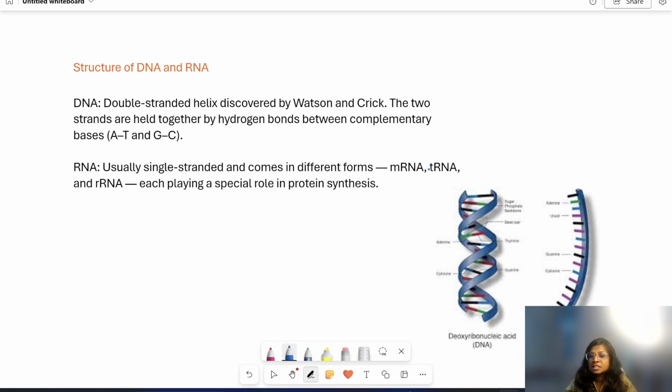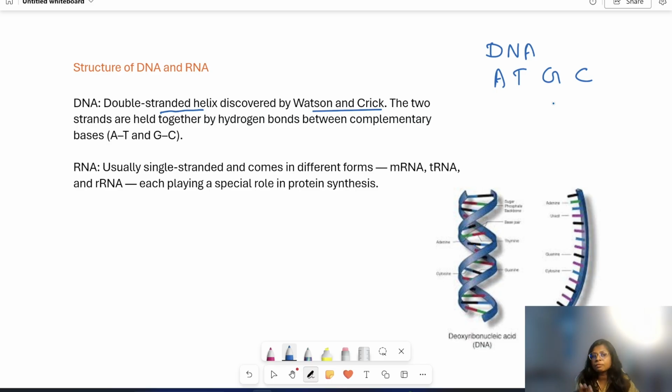This is a diagram of DNA. DNA is a double-stranded helix. It was discovered by Watson and Crick. So normally in science we call it the Watson and Crick model. The two strands are held together by hydrogen bonds between complementary bases. As I told you earlier, DNA has 4 nitrogen bases: adenine, thymine, guanine and cytosine. These bases are held together by hydrogen bonds.